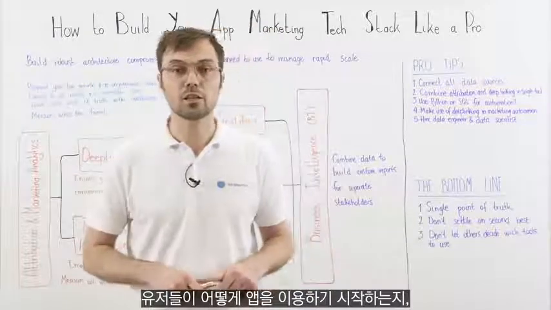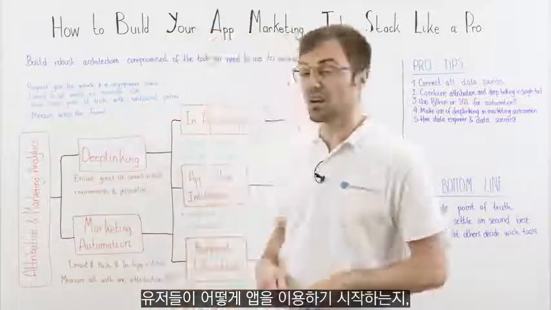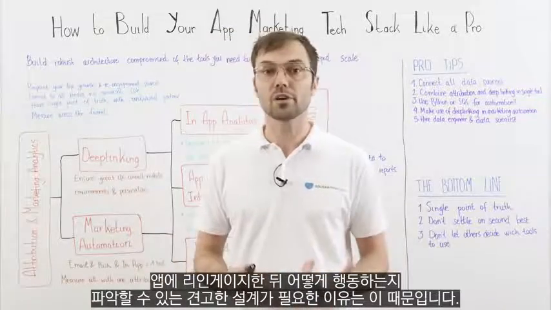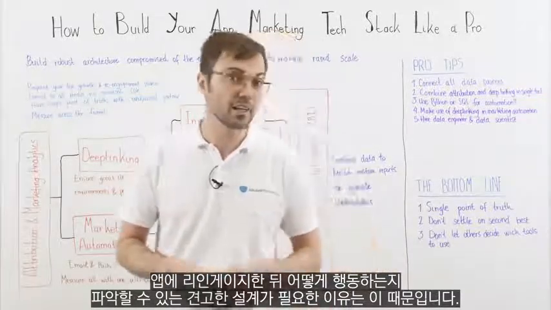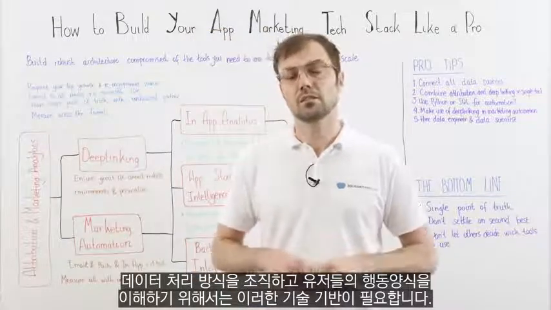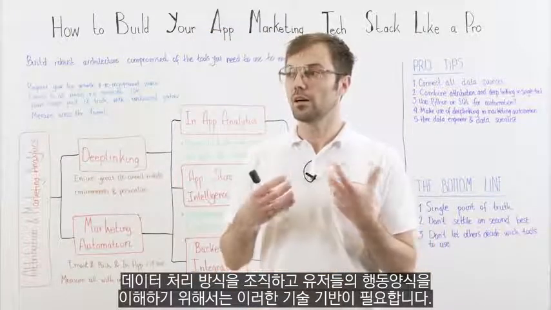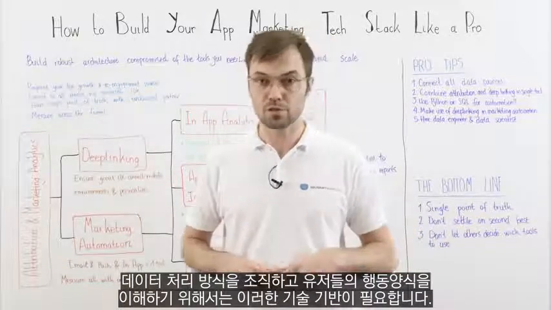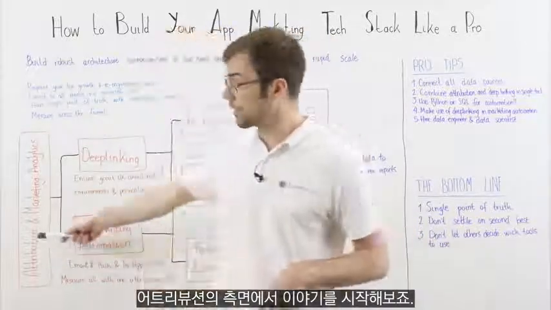And this is why you will need to build a robust architecture to understand how your users are getting onboarded and how are they behaving after the re-engagement part and so on. So you will need this tech stack to structure your data processing and understand the behavior of your users. So let's get started with the attribution part of things.